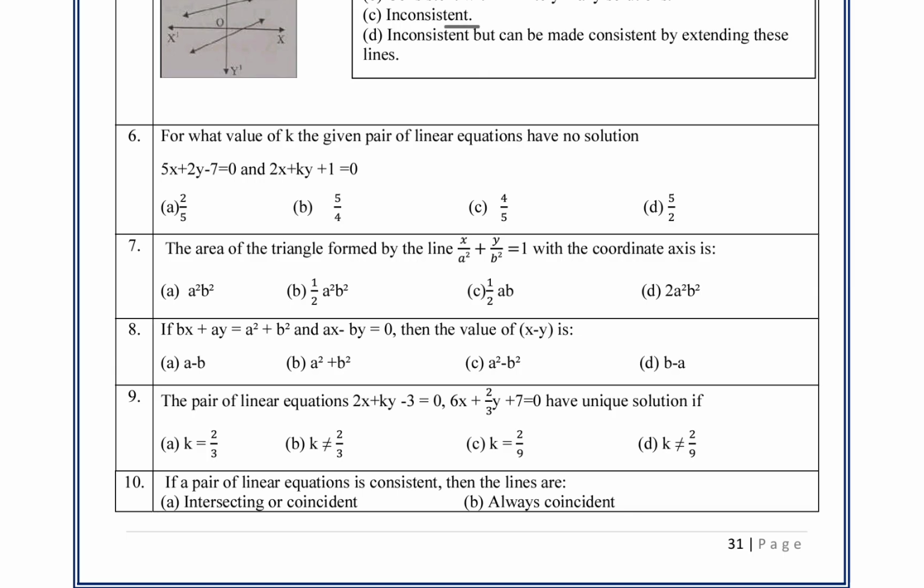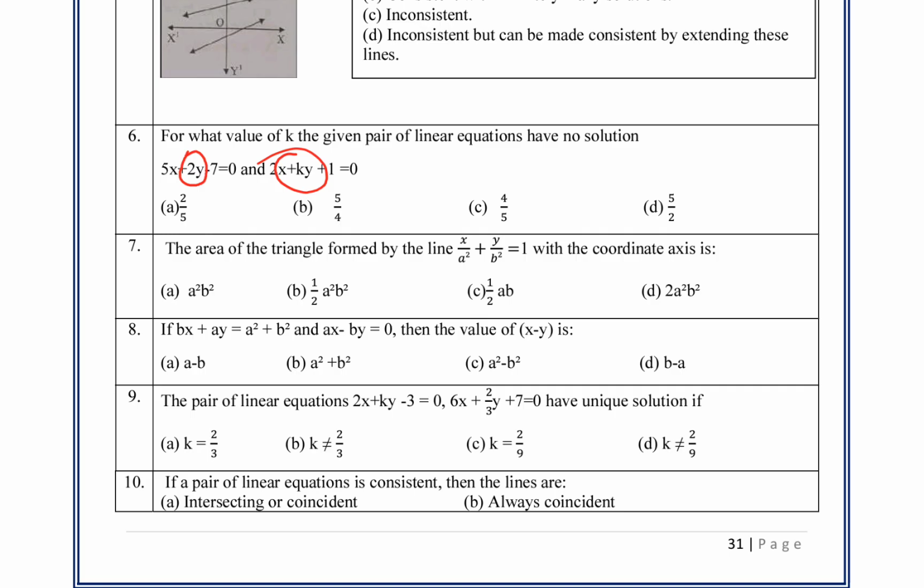For what values of k does the given pair of linear equations have no solution? Where there is no solution, what value can you put? Already here 2 is there, here ky is there, here plus 2y and ky. See that problem carefully.